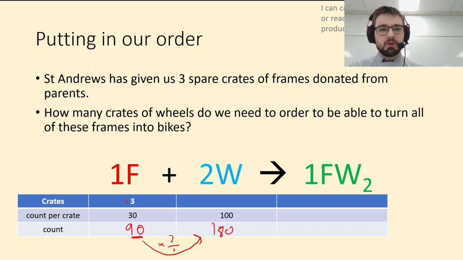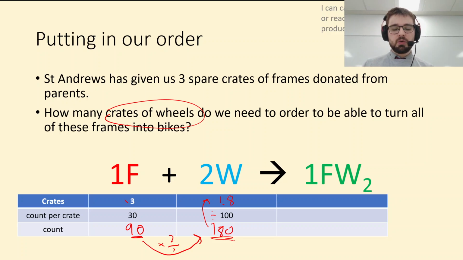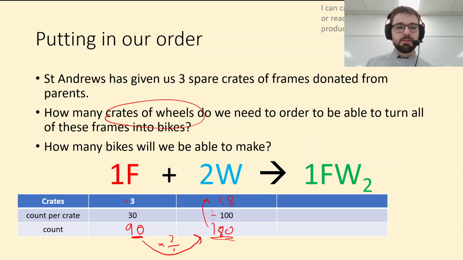And then the question asks how many crates we're going to need. So if we've got 180 wheels, and there's 100 in each crate, how many crates do we need? Well, it'll be 180 divided by 100, so we'd need 1.8 crates there. Please stop me if you want to have a go at these before I go through the answer. And how many bikes will we be able to make?